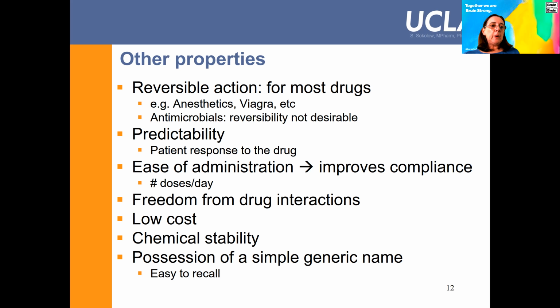Predictability is like the patient responds to the drug. When you give a drug to the patient, you want to know what to look for. So if you're looking for, again, a drug that treats blood pressure, you give them medication, you measure the blood pressure, you see a reduction in blood pressure. You want to have those predictable effects, and that's part also of the safety of the drug.